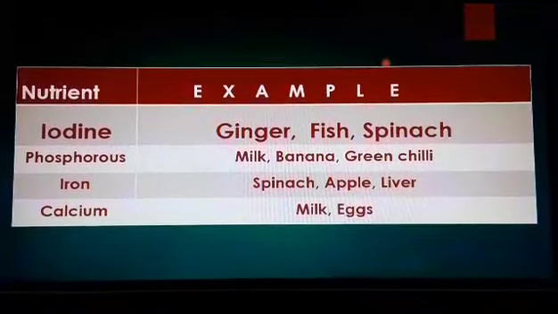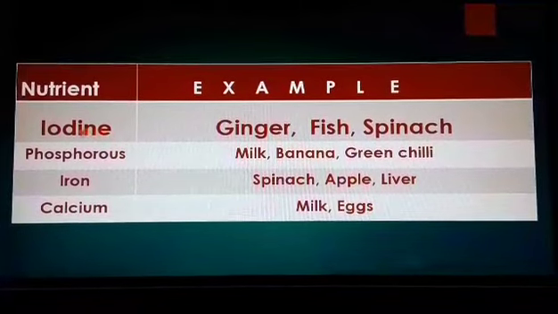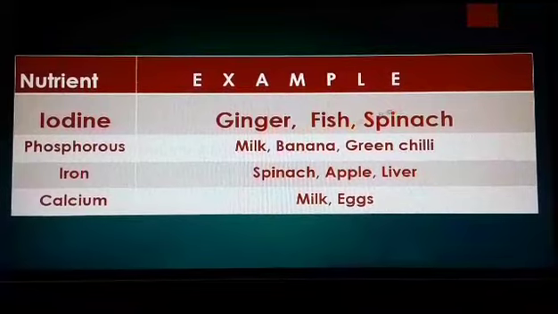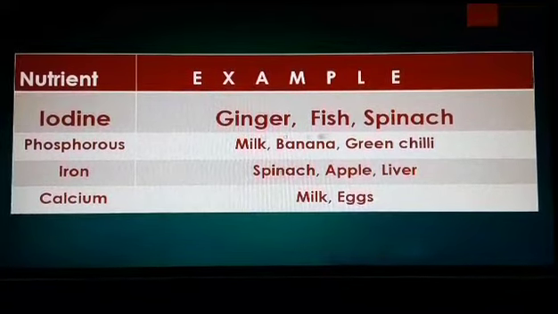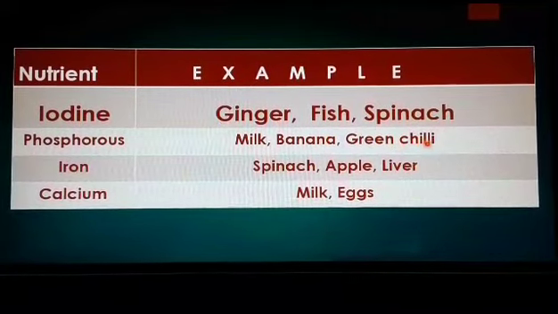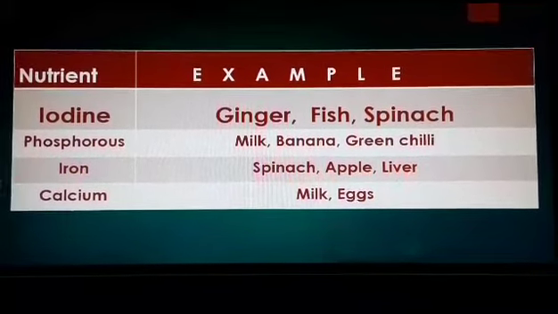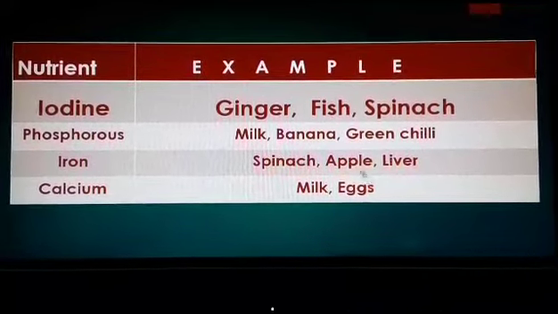Nutrient and example. Example of iodine: ginger, fish, and spinach. Phosphorus: milk, banana, green chili. Iron: spinach, apple, liver. Calcium: milk and eggs.